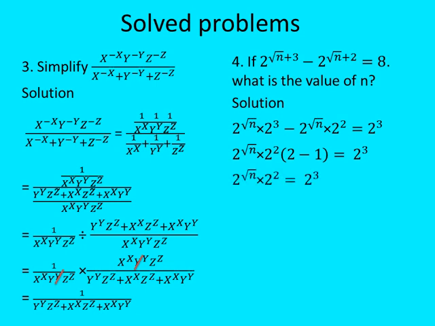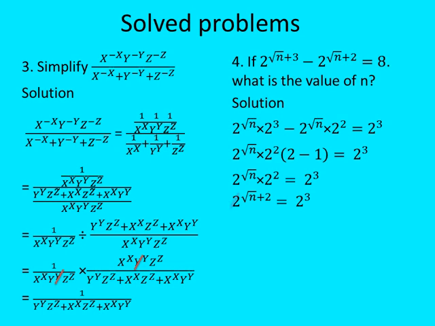So we have 2 raised to power root of n times 2 raised to power 2 is equal to 2 raised to power 3. So we have 2 raised to power root of n plus 2 is equal to 2 raised to power 3, because 2 raised to power root of n times 2 raised to power 2, they have the same base. So since it is the same base and there is multiplication in between, we can add the powers. So now we are having 2 raised to power root of n plus 2 is equal to 2 raised to power 3. So we have the same base and they are equal to each other, so the powers must also be equal to each other.